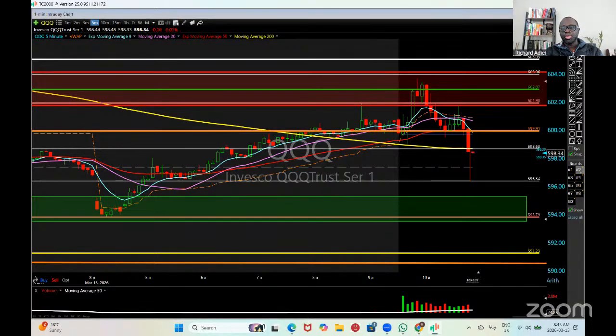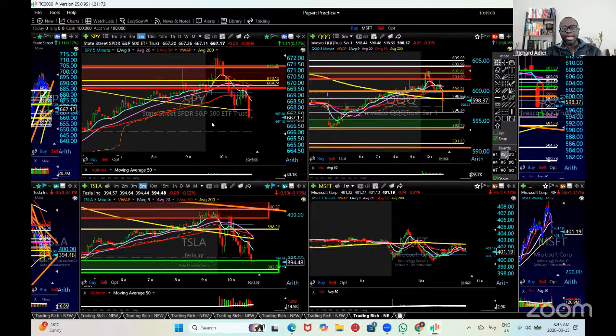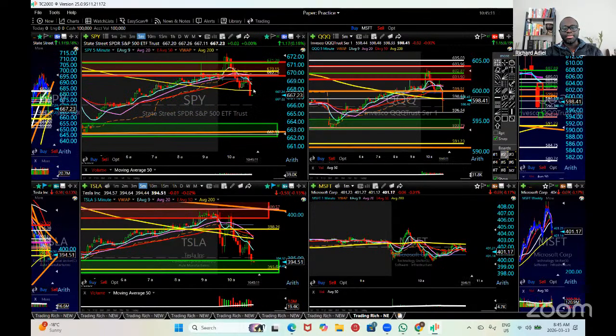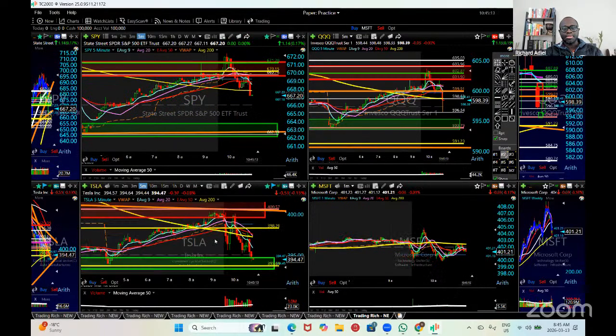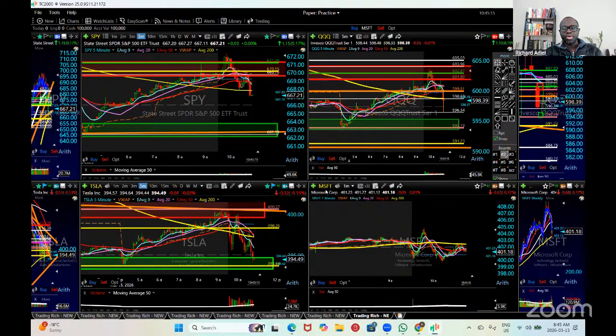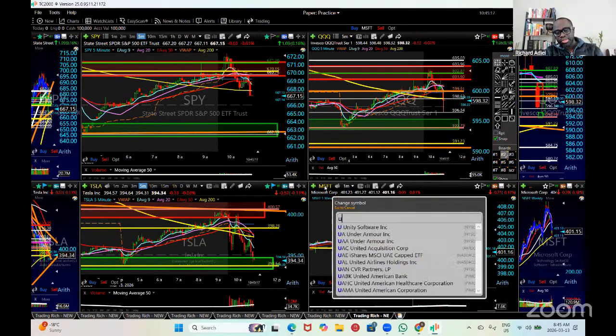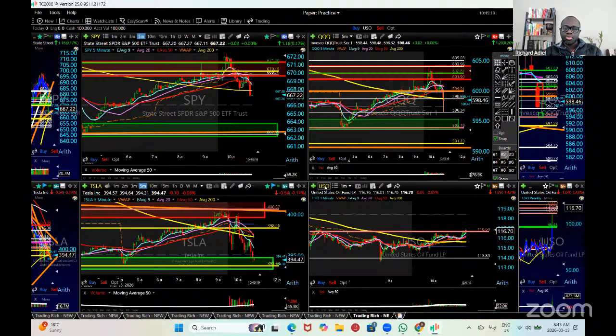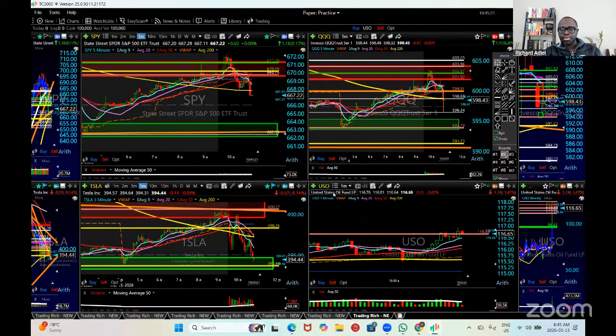But QQQ is stronger than SPY. I'm sure SPY is even more demolished. Look at SPY, where it is, right? So what's happening to oil? USO. Oil keeps on consolidating here.